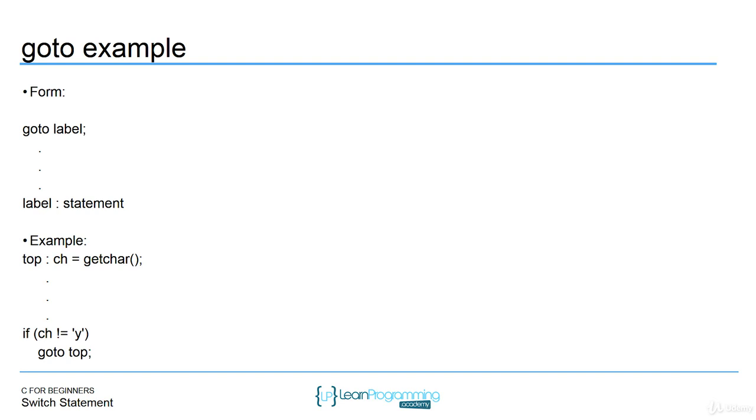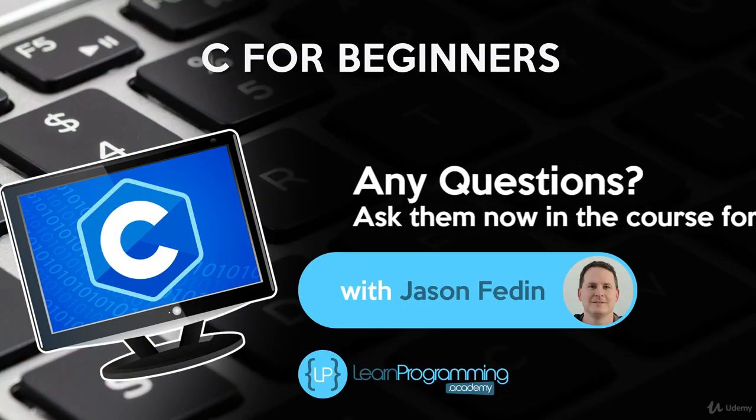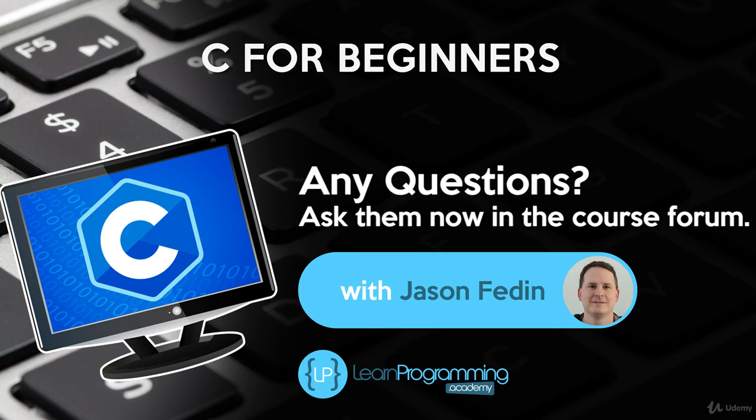And top has some statements. And at the very bottom of that, you have an if statement, and you say if the char equals y, go to the top. So again, you see how you can just jump all around in your code, and that makes it very hard to follow. So don't use it, basically, unless you have many nested loops and you want to jump out of all the loops. Thank you.